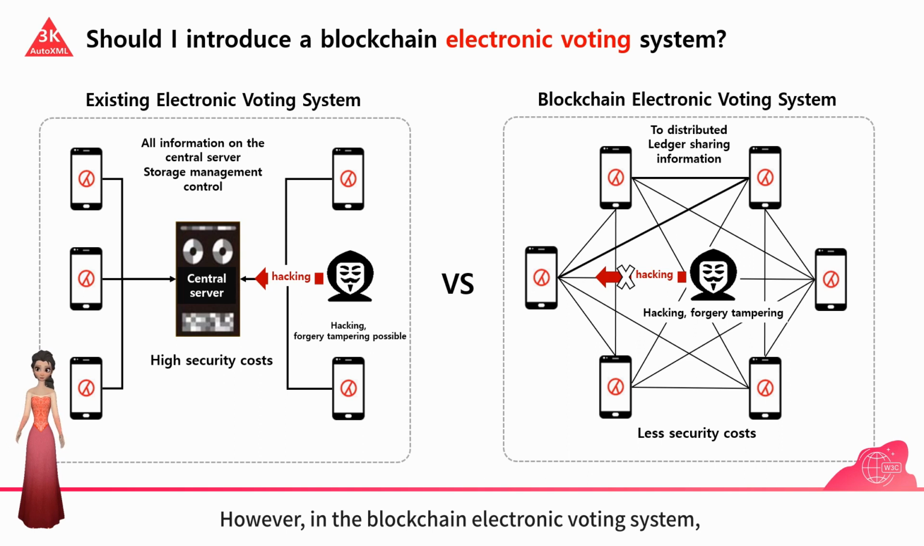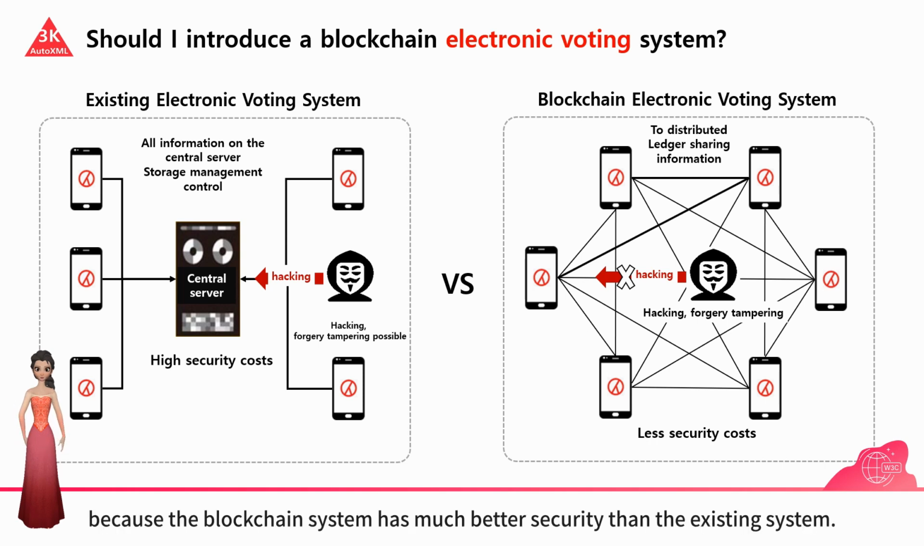However, in the blockchain electronic voting system, information is shared through a distributed ledger. It is impossible to tamper. As a result, security costs are also low. The difference between the two systems is security. It can be said that the introduction of the blockchain electronic voting system is very important, because the blockchain system has much better security than the existing system.